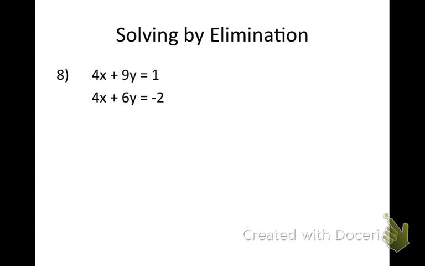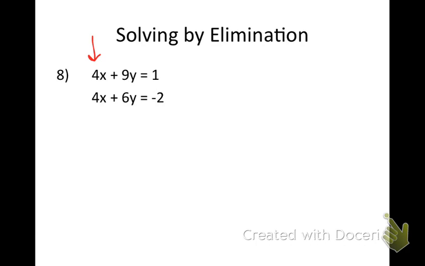Alright, so let's look at number 8 now. I have 4x plus 9y equals 1 and 4x plus 6y equals negative 2. Remember, I need to set these up to eliminate. In order to set them up to eliminate, we have to have the same number, different signs. Are these set up to eliminate? No, but which ones look like they could be set up to eliminate?